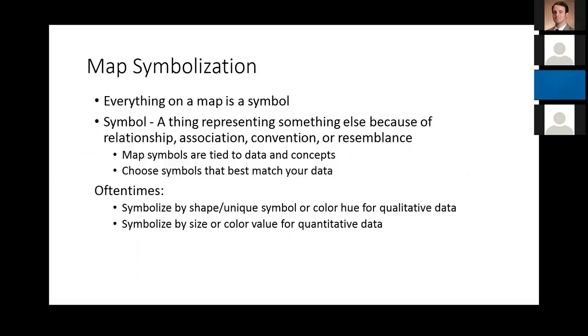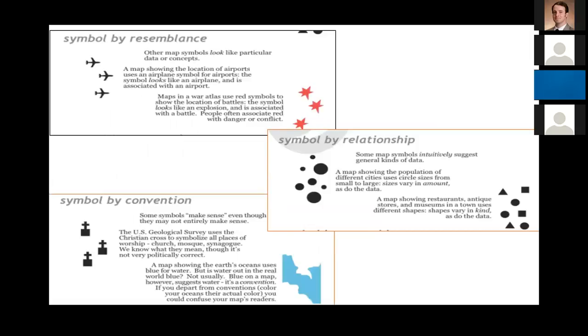Right, symbolization. So everything on the map is a symbol. The map symbols are tied to the data. So this is the choices you have to then make. If you're working with qualitative data or quantitative data, you have to think about the different map symbols. Right, so there's different ways to do this, right? There can be resemblance, where the different symbols resemble one another that are connected. We can think about symbols by relationship.